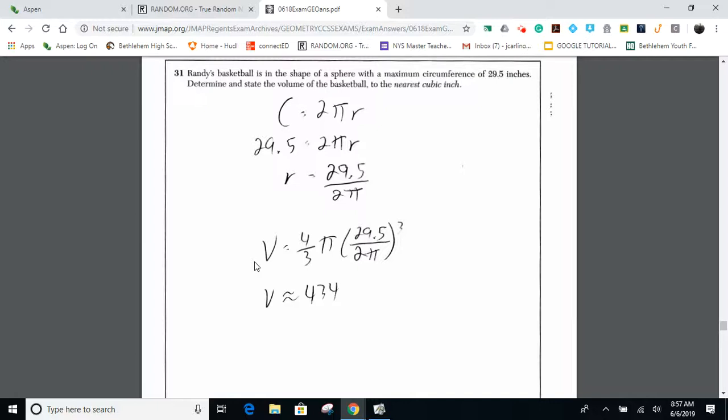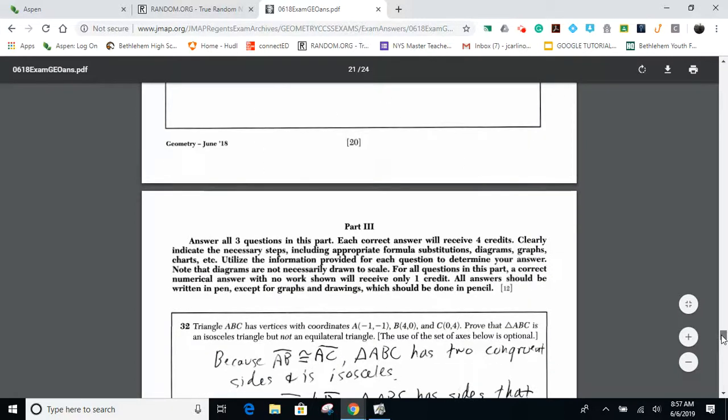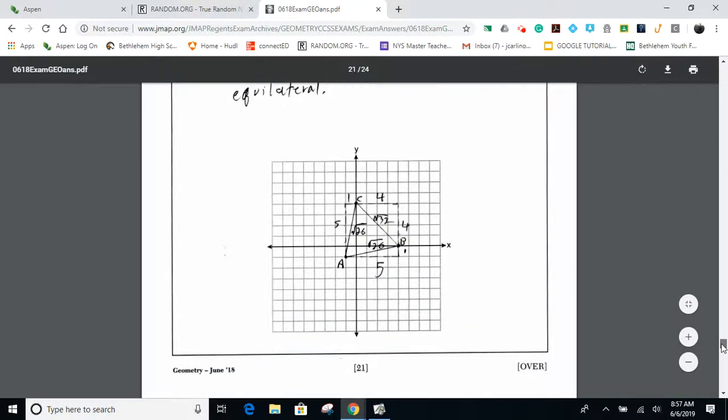So there's question 31, 434. That should have been no issues if you tried it. It was this unit we just ended with the spheres. Next one with the triangle. You had to show one, it was isosceles, and show two, why it was not equilateral.